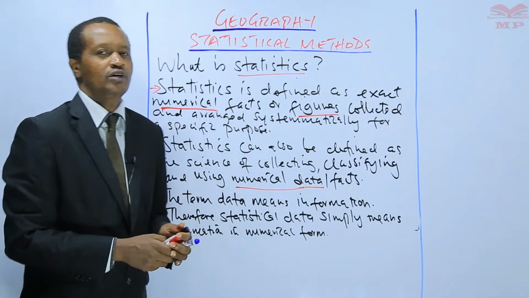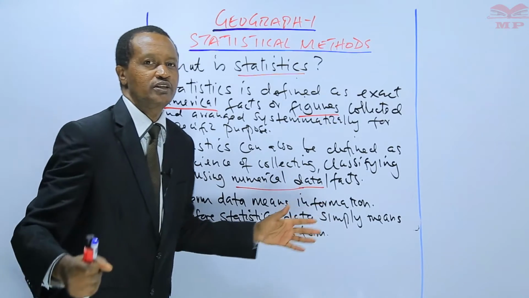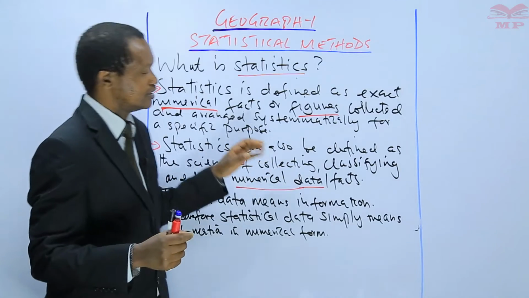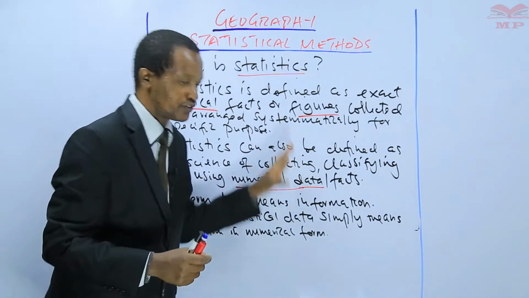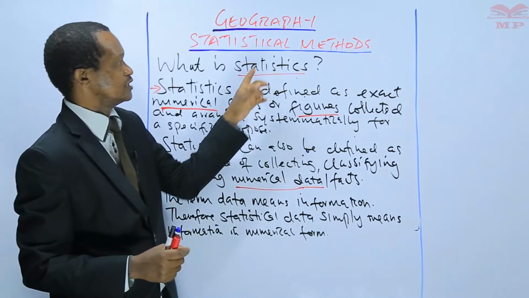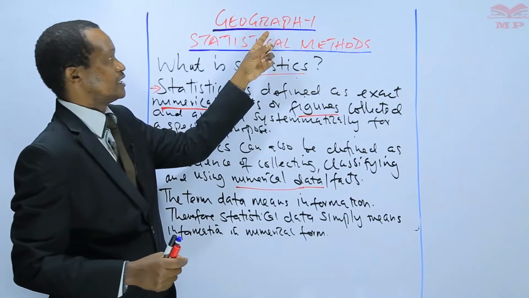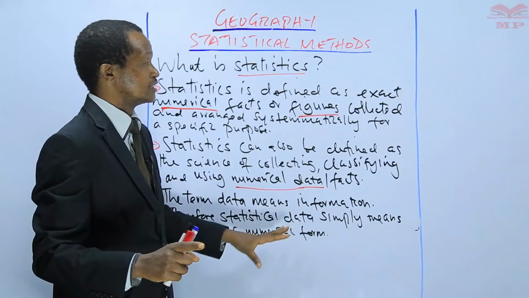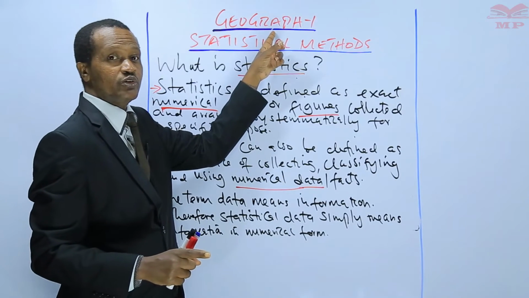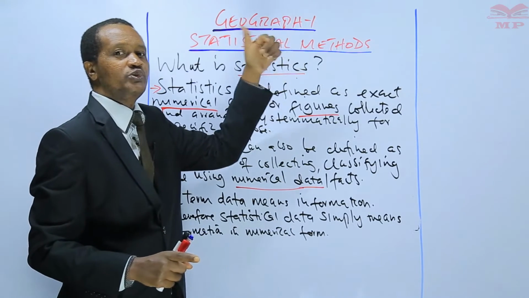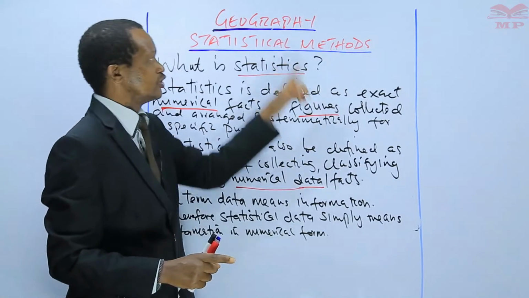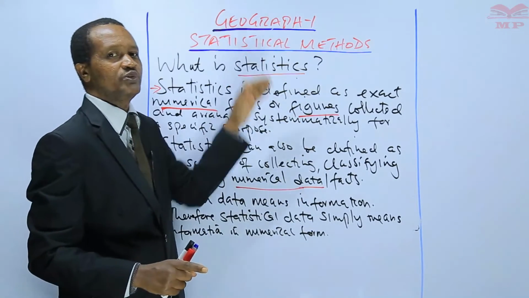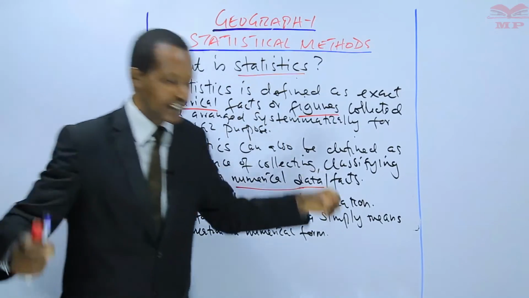So I've given an example of such information, learners. Now, learners, don't forget, statistics is not our main focus. We are using statistical methods to understand geography. Our subject is not statistics. The subject is geography. So learners, geography uses statistics. Geography uses statistical methods. Geography uses statistics to illustrate various facts.